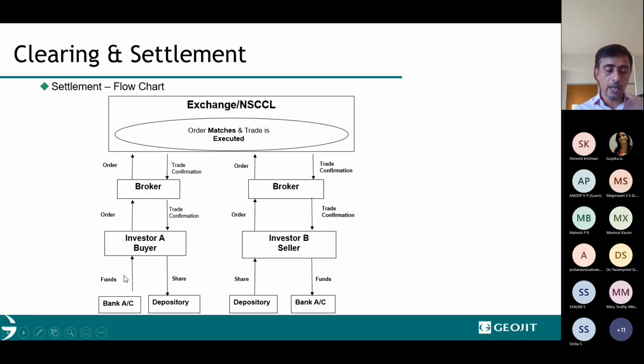An investor A, a buyer, his funds are flowing to the broker, the order is sent to the exchange, and here the order is getting matched. Only when an order is matched does an execution take place. On the reverse path, you see the trade confirmation, and later on the shares get credited in your demat account. So the funds are debited for investor A and shares are credited in the demat account. Similarly, investor B, a seller, has his shares debited from the depository, and he gets the credit as funds in the bank account.